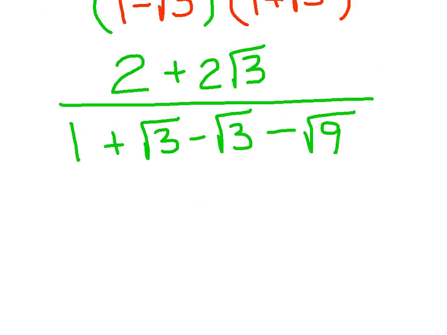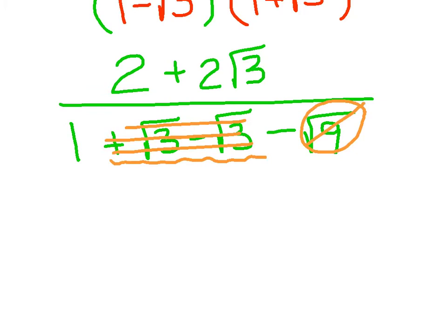Just take your time and watch those signs. Make sure we have our positives and negatives in the correct order. Now, if you remember, when you multiplied a conjugate, the middle terms always canceled out. And you can see here that a positive radical 3 and a negative radical 3 do indeed cancel each other out, so I am just going to cross those out. The other thing I know right away is that radical 9 turns into the number 3.